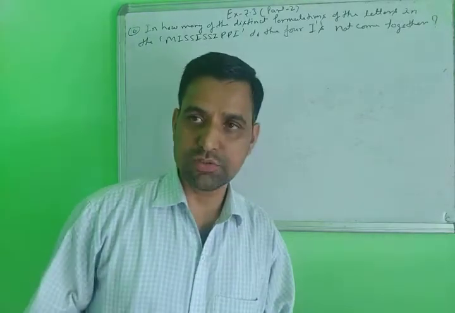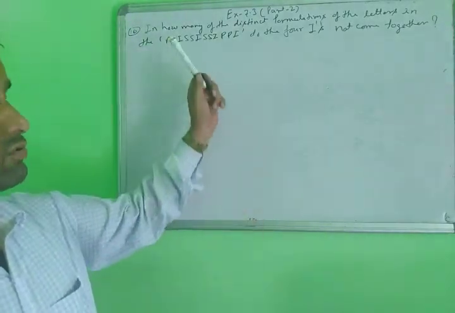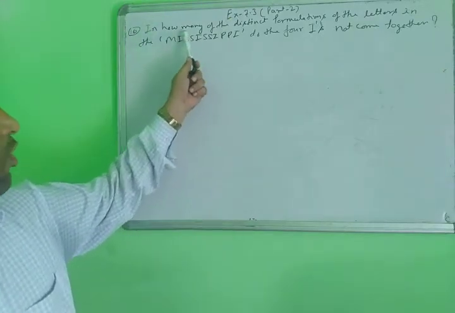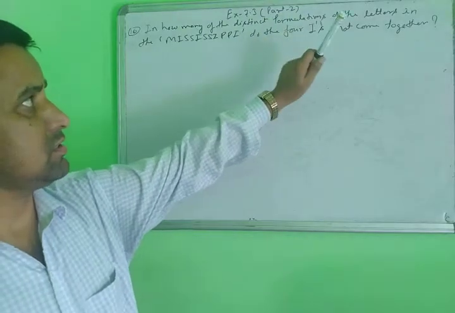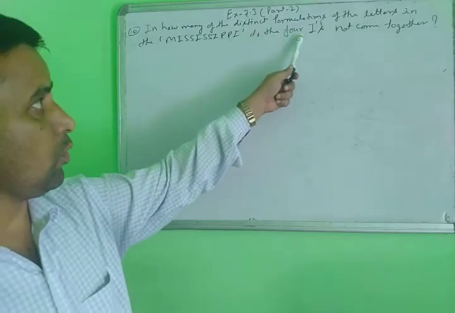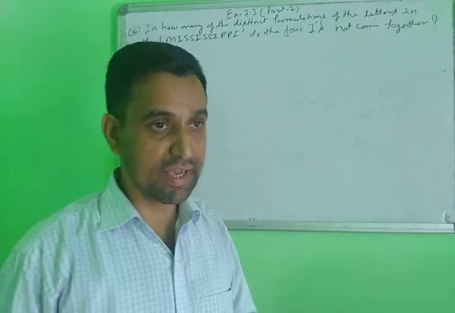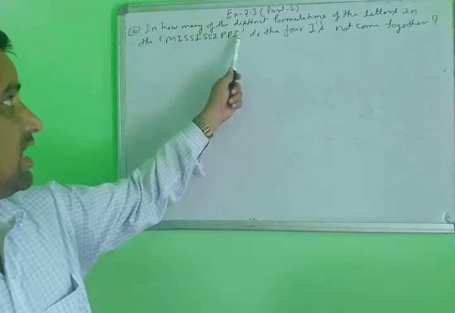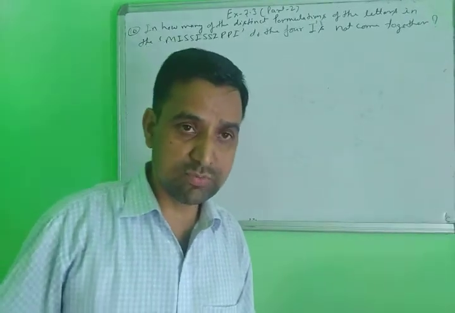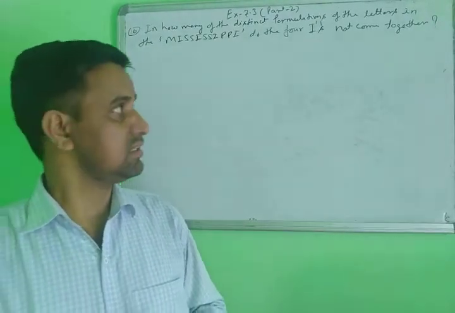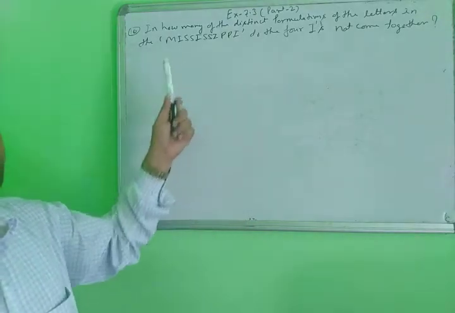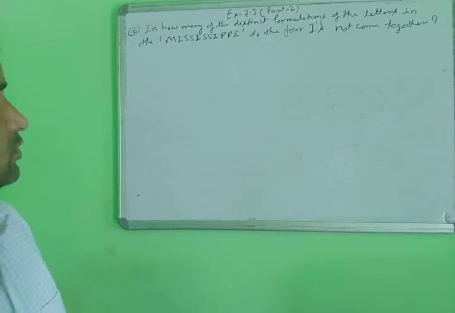Yes, student, next I am taking question number 10. This type of question is very important and different. In how many of the distinct permutations of the letters in Mississippi do the 4 I's not come together? Meaning, how many arrangements if these 4 I's, 1, 2, 3, 4, do not come together, with the 4 I's considered only one I. Then how many permutations of this word Mississippi? Yes. Now start the solution first.